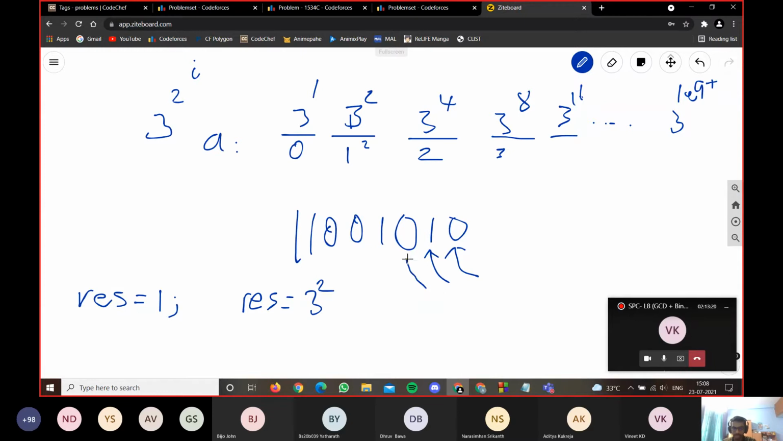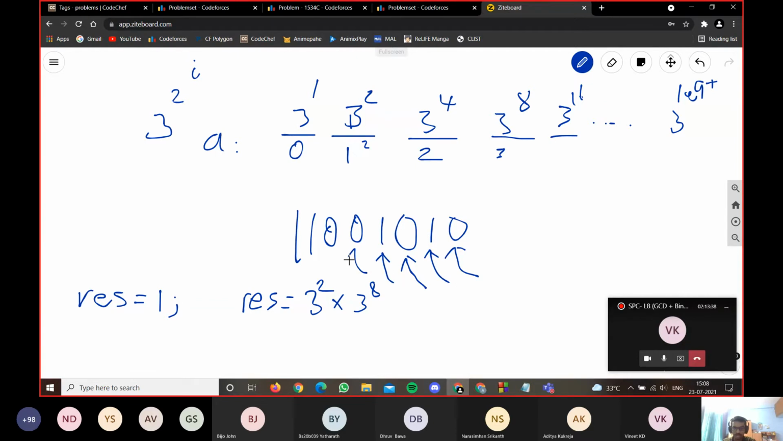Now, I'll go to the next bit. In the second bit, I have a 0, so I won't do anything. I'll go to the next bit. Now I'm at the third bit. Third bit, I have a 1. I will multiply a of this bit. So this is the third bit, so I'll multiply a of 3 into 3 power 8.